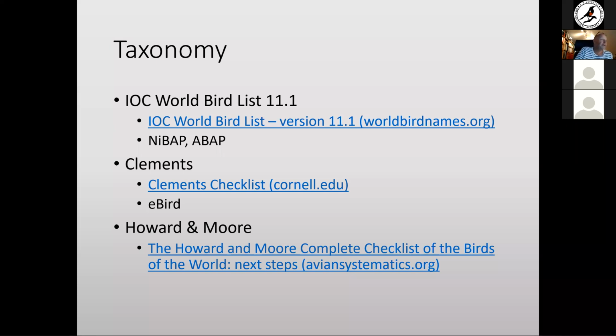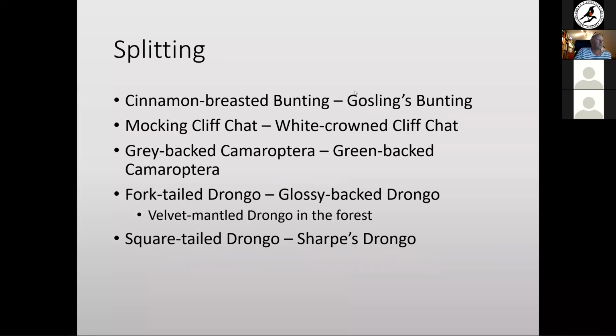When it comes to splitting, last time I talked about cinnamon-breasted rock bunting, that now has been split into what is in West Africa as Gosling's bunting. Cinnamon-breasted bunting is the bunting now that you find in East and South Africa. Mocking cliff-chat has been split to what we have now in West Africa, the white-crowned cliff-chat. The mocking cliff-chat is confined to East Africa, Ethiopia, and south. And they don't have a white head. So that is why we have white-crowned cliff-chat.